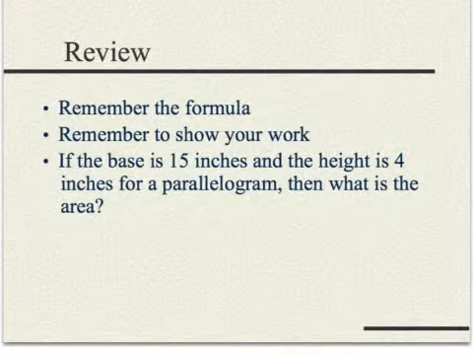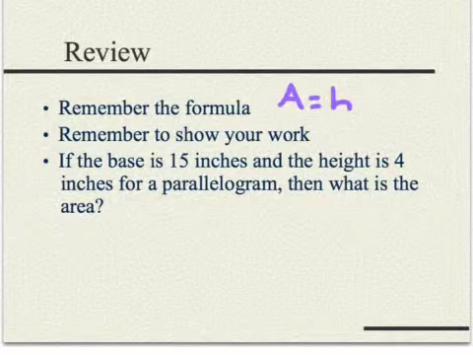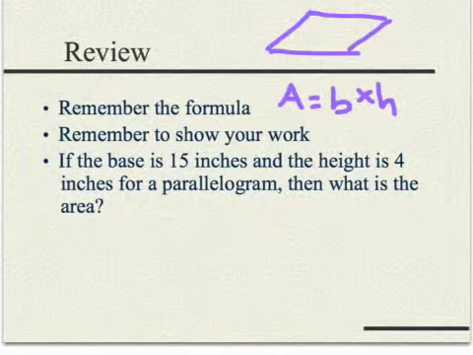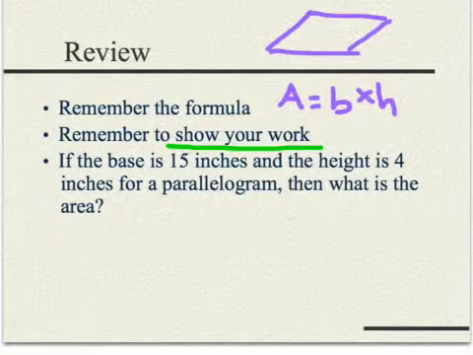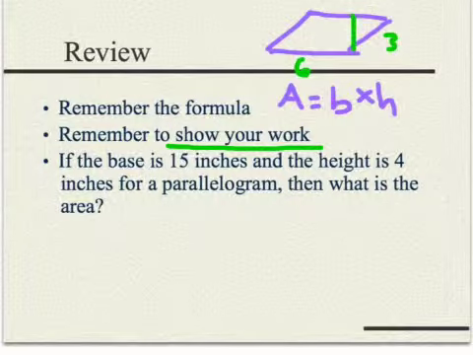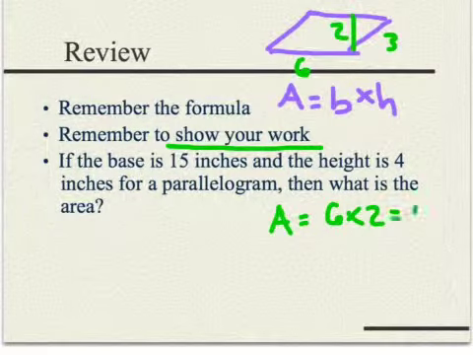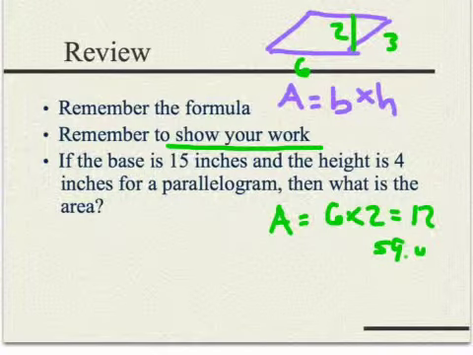In reviewing, remember that formula. It's similar to area is equal to length times width for a rectangle. However, in the case of a parallelogram, it does not necessarily have to have right angles. The other thing that this says here is that you have to show your work. So if this was 6 and this was 3 and this happened to be, say, 2, then you would have to show your work. That is, area is equal to 6 times 2 equals 12 square units.